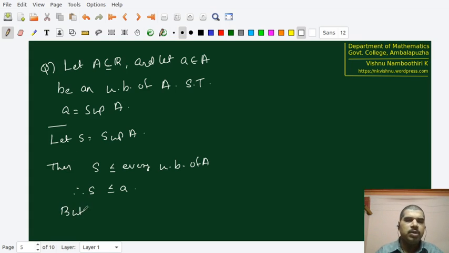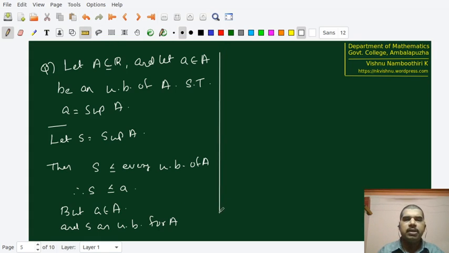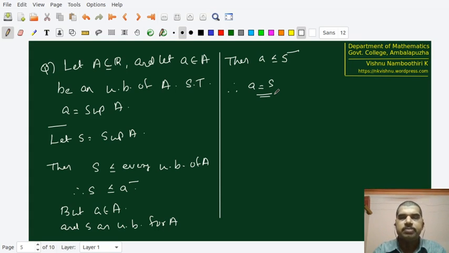But a belongs to capital A and S is the supremum, and therefore S is an upper bound for A. So if S is an upper bound for A and a belongs to capital A, then a must be less than or equal to S because S is an upper bound. So here we have S less than or equal to a, and here we have a less than or equal to S. Therefore both together imply that a must be equal to S. So if a set contains one of its upper bounds, that upper bound must be the supremum of that set.